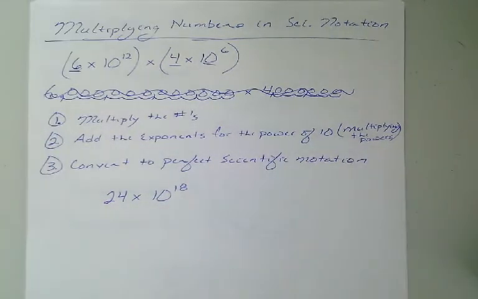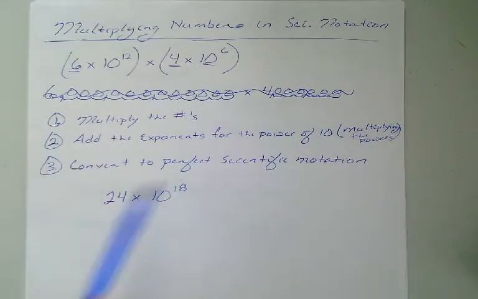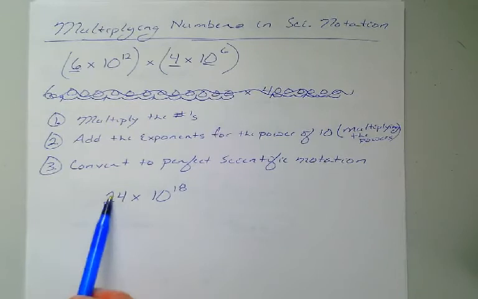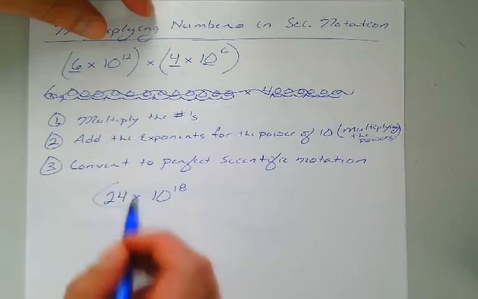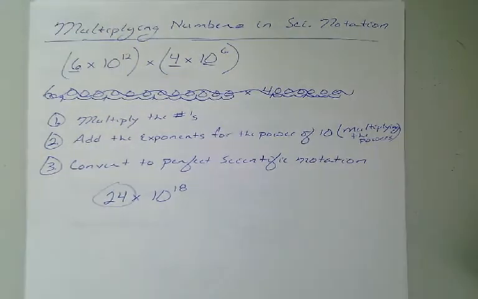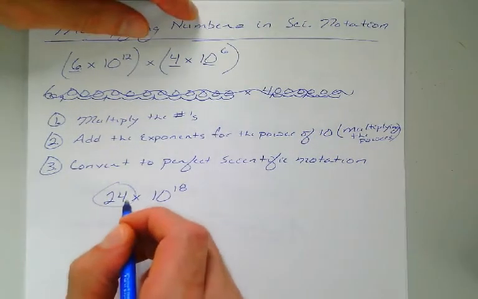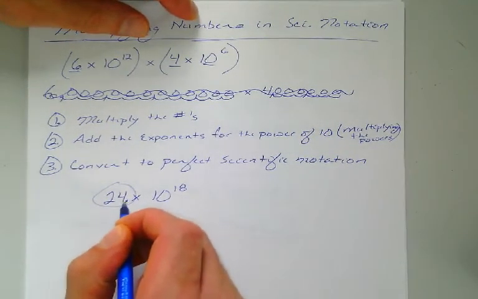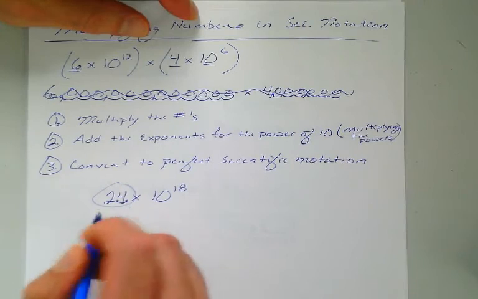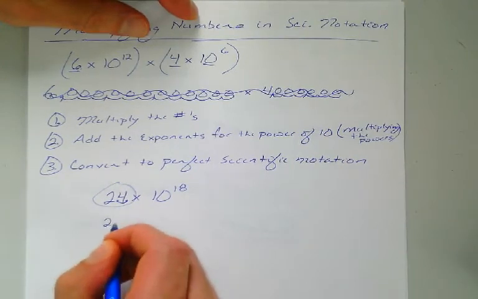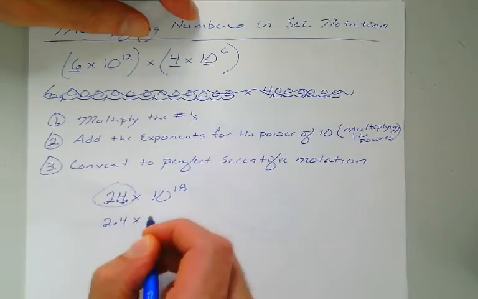All right. Now step 3, convert to perfect scientific notation. Now this isn't perfect because this first factor, 24, it's too big. All right. That first factor needs to be greater than or equal to 1, but less than 10. So really what I need to do is take this decimal point and kick it back to the left one to get it between the 2 and the 4. So it's 2.4 times 10.